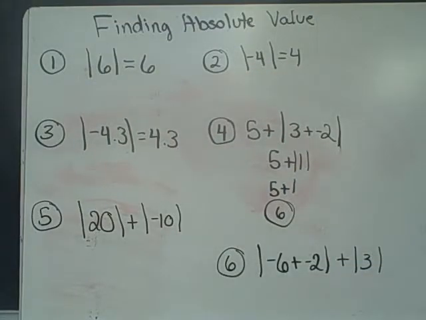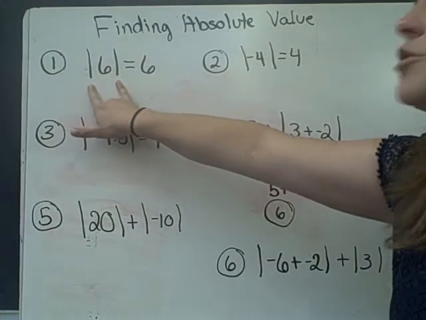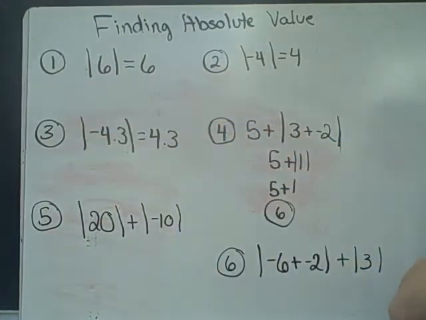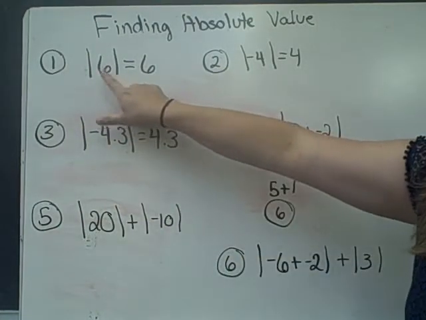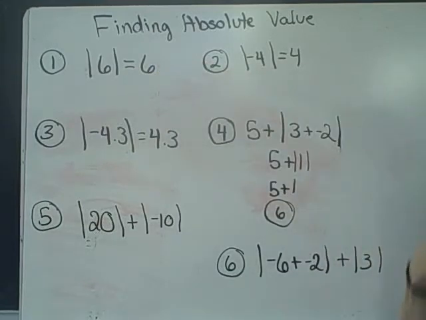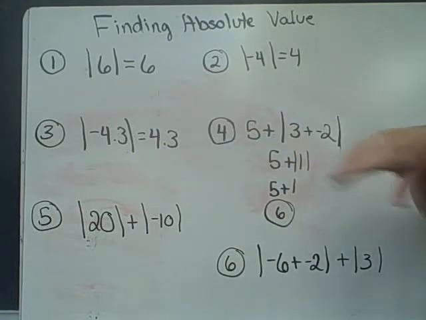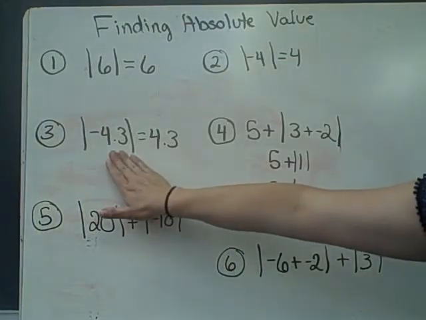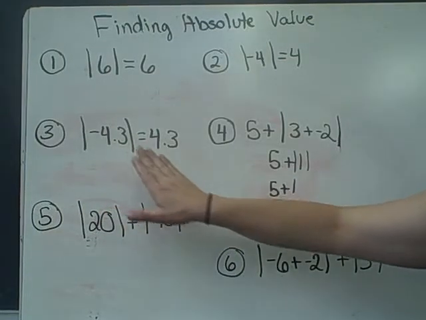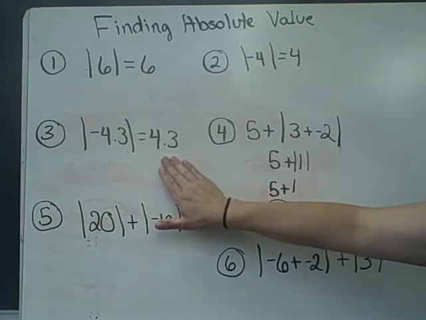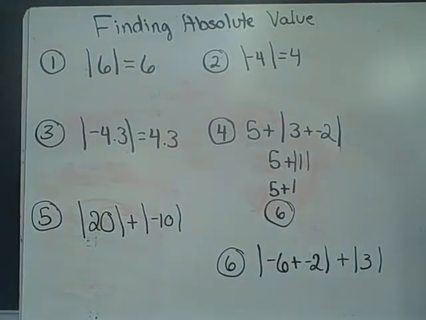Finding absolute value. Absolute value is indicated with these two bars surrounding the number. So if we have the absolute value of 6, it's going to be 6 because 6 is 6 units away from 0 on my number line. The absolute value of negative 4 is 4 because it is 4 units away from 0 on the number line. The absolute value doesn't change when I have a decimal. Negative 4.3 is going to be positive 4.3. Remember, distance is always positive.